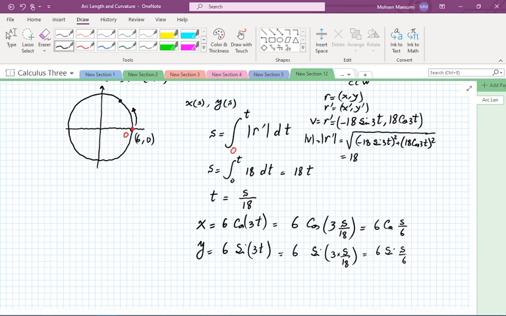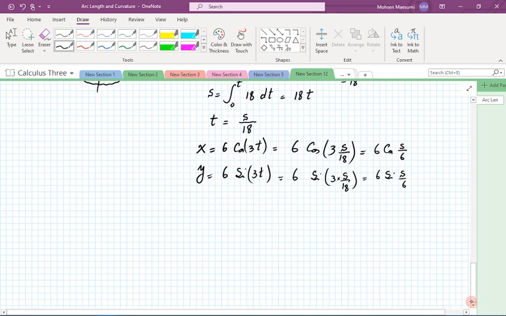Okay, so this is our parameterization. That's what we were after. What is your location? X and Y. Here's my location. 6 cosine. Take the distance I traveled, divide by 6. Cosine of that, multiply by 6. And then same here for the second components. S over 6. This is a parameterization by arc length.